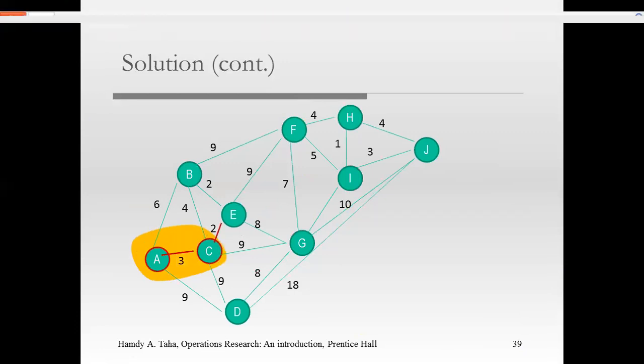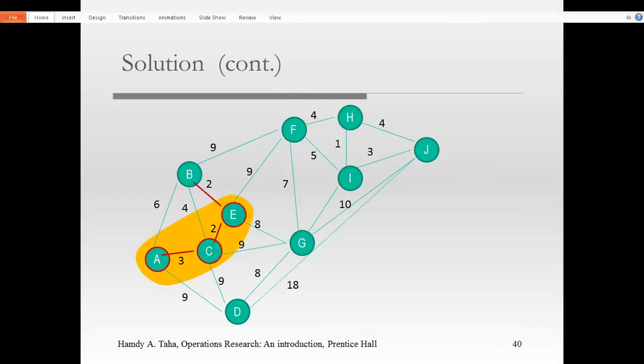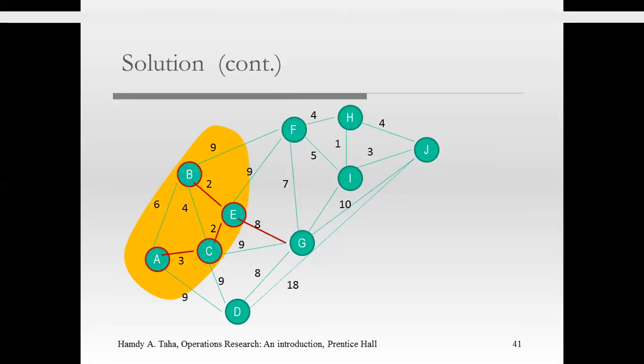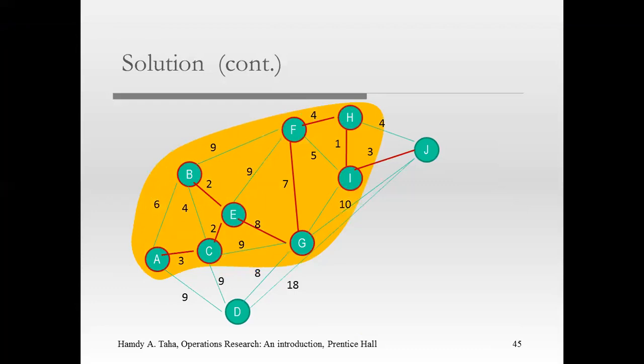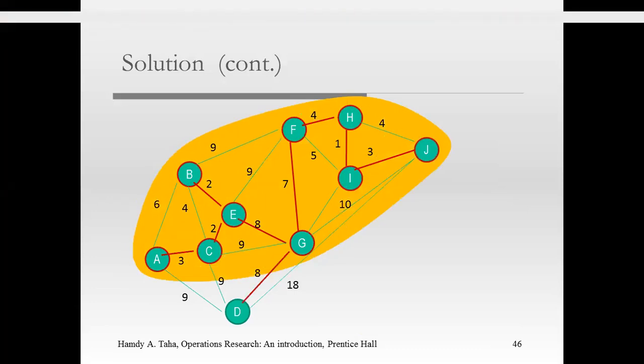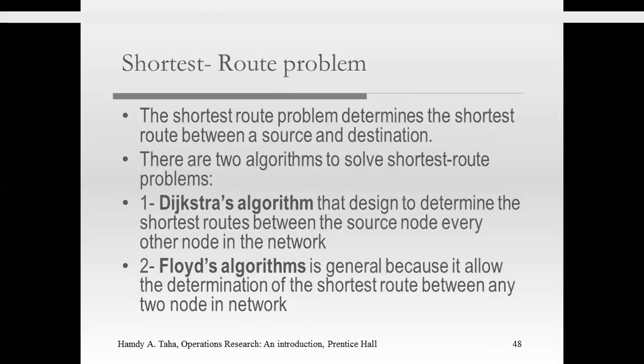Okay, then you connect, and then AC, find the shortest, O C to E too. Okay, then connect again, find the shortest, C to B, connect again, then E to G, connect, and after that the shortest from G to F, yeah, and then F to H, yeah, H to I to J, and then G to D. Connected already.